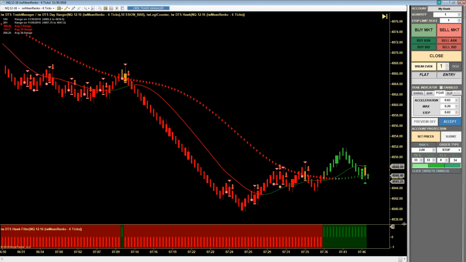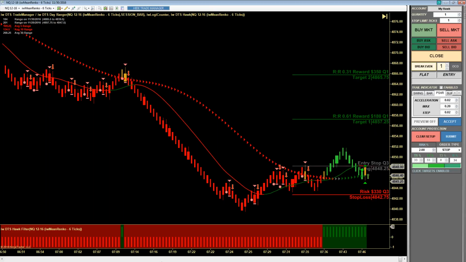The click target, on the other hand, allows you to manually set your profit objectives. So let's say that was going to be your stop loss, and let's say you want your first target to be there and your second target to be here. So that's how the click targets work. You click where you want your profit objective to be.